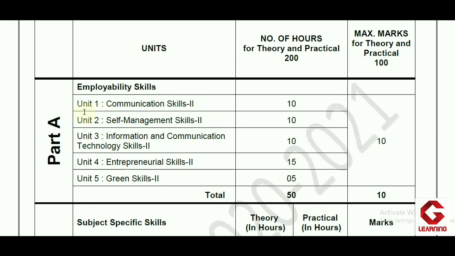Now when I am talking about the individual units of employability skills, the first one is communication skills. In communication skills, you will learn how to improve communication skills, what the different methods of communication are, as well as what the different barriers of communication are. The 7 C's of communication is the most important topic there, which you will study in unit 1, that is communication skills.